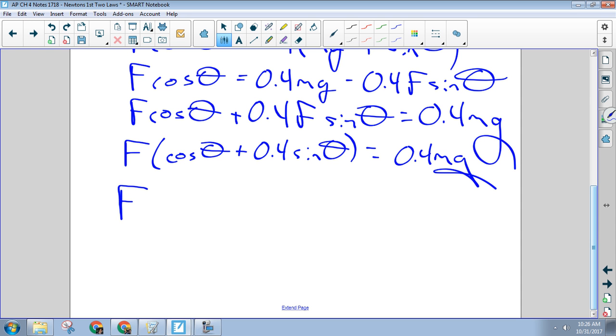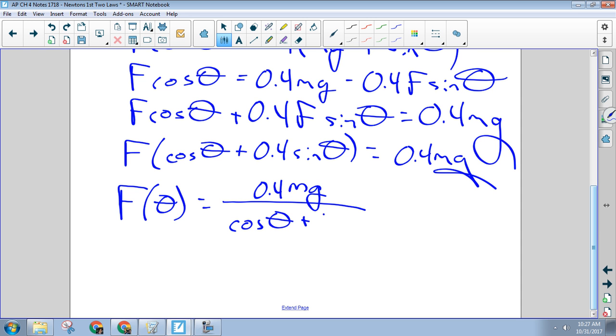All right, so now divide. So you get this mess. I'm going to change my notation a little bit. F as a function of theta, so this doesn't mean F times theta, it means F as a function of theta, is 0.4 times my fixed mass times g divided by this mess, cosine theta plus 0.4 sine theta. Is that because everything is constant? Yes, because the mass of our box is a fixed value. I don't happen to know what it is, but it's a fixed constant. And g obviously is 9.8.